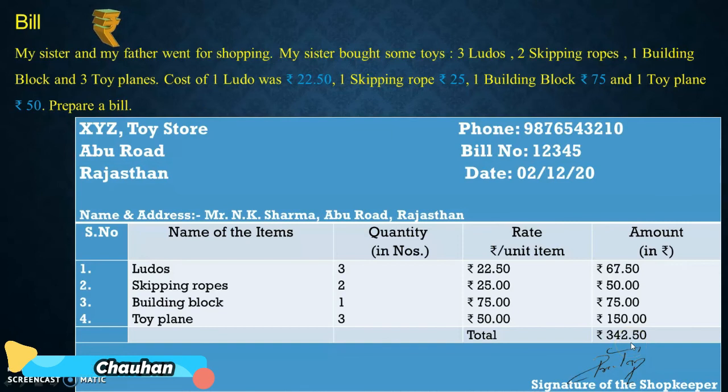Clear, students? So here we have made the totaling, and at the last, it is very necessary that whenever a shopkeeper gives a bill, he or she has to sign the bill so that it will be a proof that yes, the items were purchased from the particular shop on the particular date with a particular bill number and the name and the address of the customer.